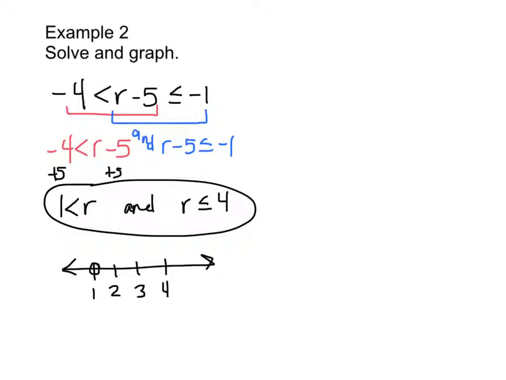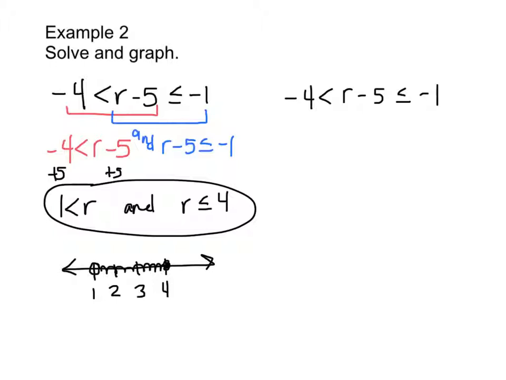R is less than or equal to 4, and we can shade in between. That's an and problem. Now the second way to do this, on your homework you do not have to do two separate ways. You can just leave it the way it is. And now you have almost like a double inequality.